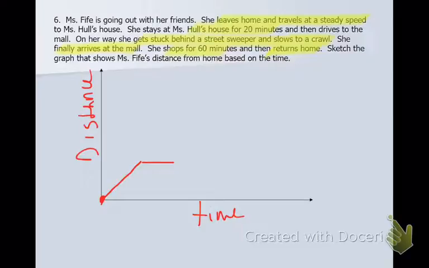Then she drives to the mall. Now, when she goes to the mall, she gets stuck behind a street sweeper and slows to a crawl. So maybe, I don't know, depends on how you look at this. Maybe she starts at a particular speed. But if she slows down to a crawl, it's going to take her longer to go as far. So your diagonal line here needs to really flatten out because it's going to take her longer to move a distance away. So it might really make this obviously flatter. Okay?